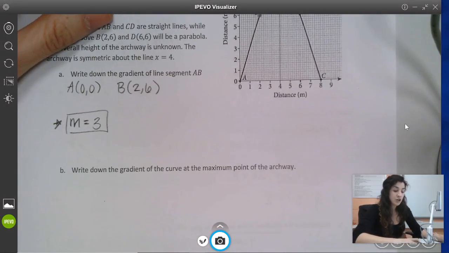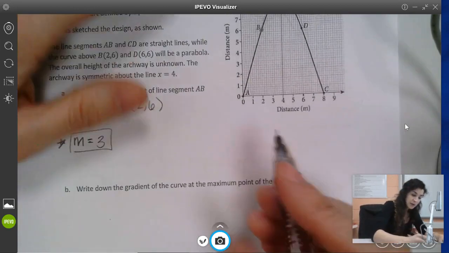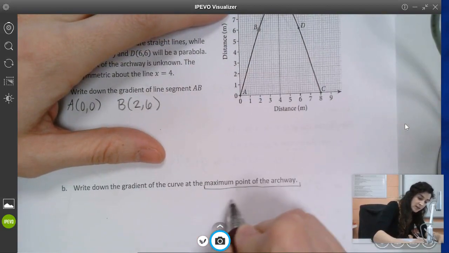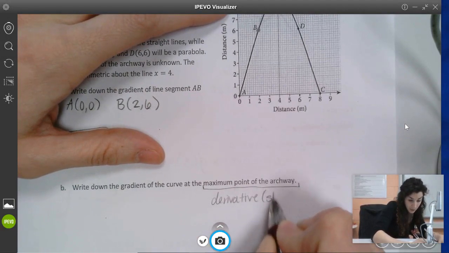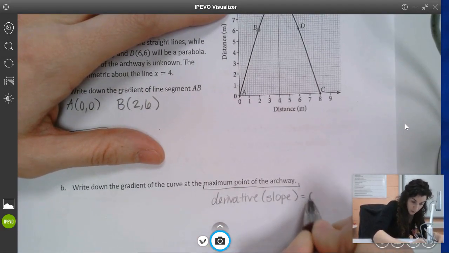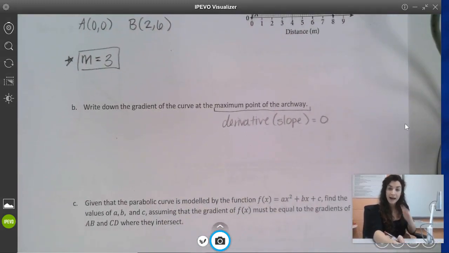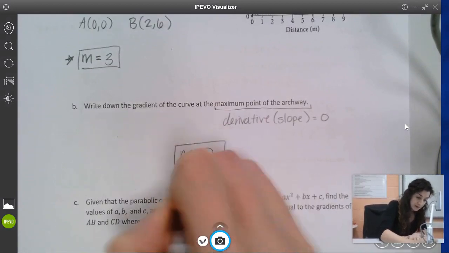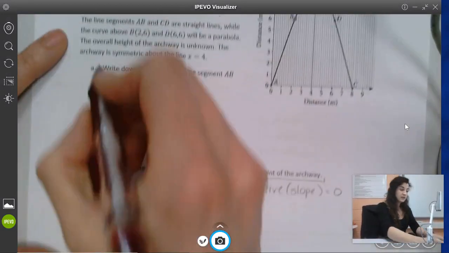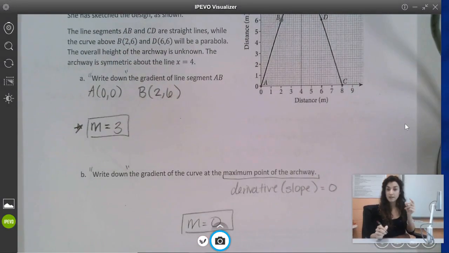It says write down the gradient of the curve at the maximum point of the archway. Maximum point of the archway is when the derivative, in other words, our slope, equals 0. So the gradient of the curve at that point would be 0. Quick.